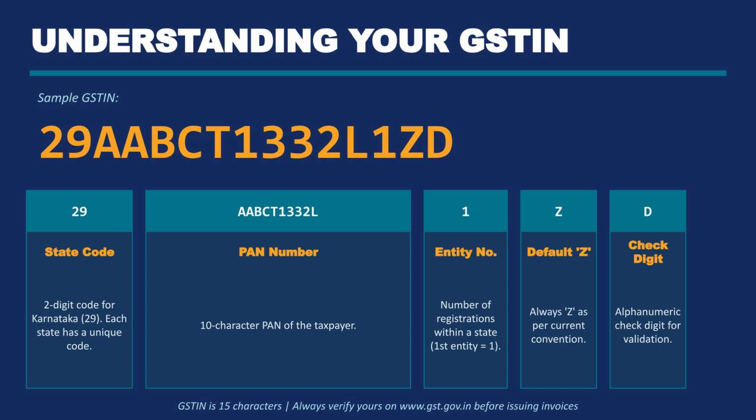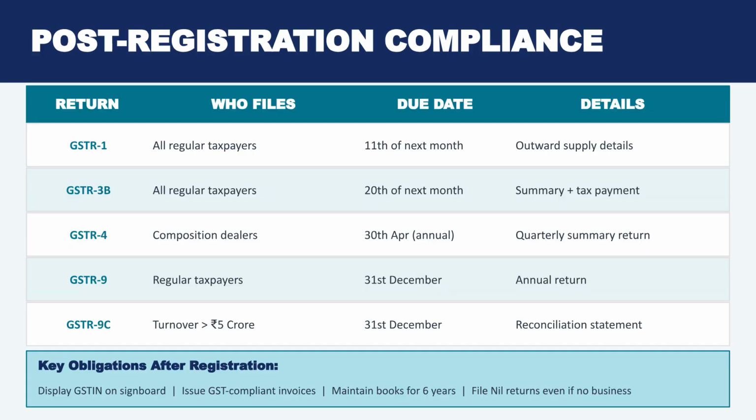The GSTIN is a 15-character number. The first 2 digits are the state code, such as 29 for Karnataka. The next 10 characters are your PAN number. This is followed by the entity number and a default Z as per convention. The final character is the check digit for validation. Always verify your GSTIN on the official portal before issuing invoices.